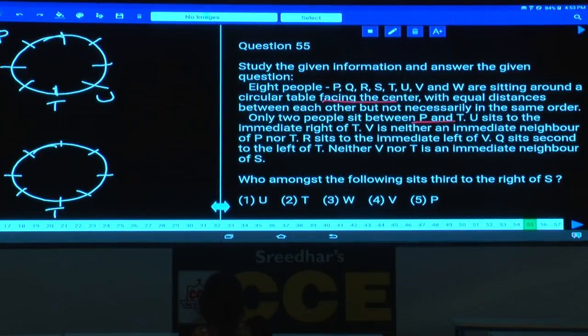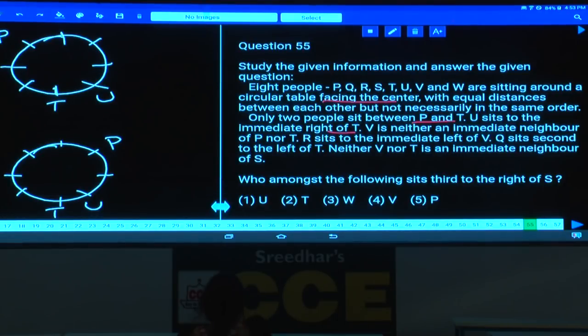T is at this place, U is here. Only 2 people between P and T, P can be here. And so either this P is to the left hand side of T or to the right hand side of this T. In between P and T there must be exactly 2 people. U sits to the immediate right of T. As U is to the immediate right of T, we have taken this information.